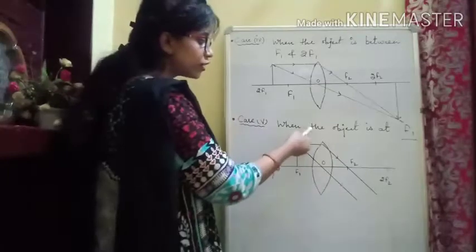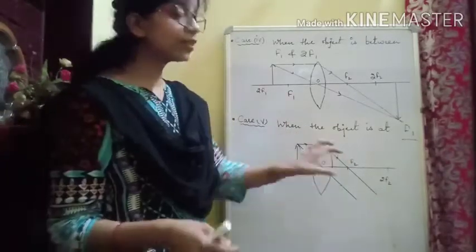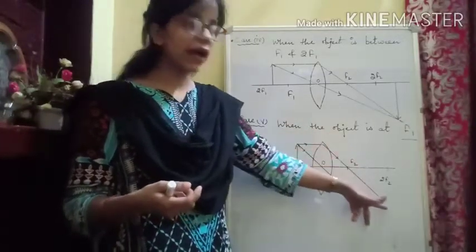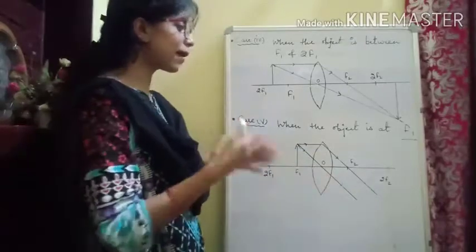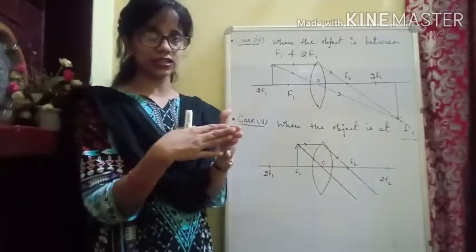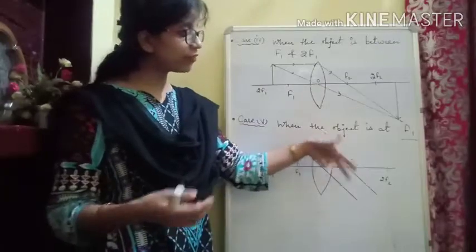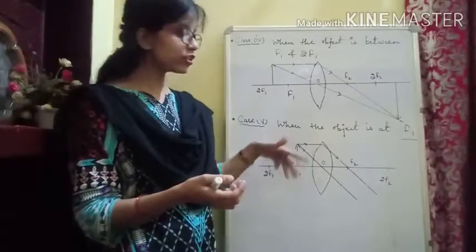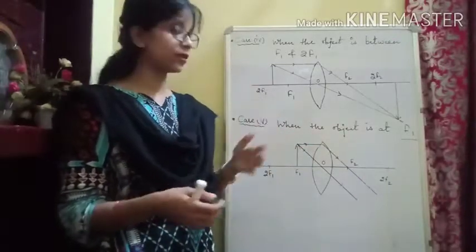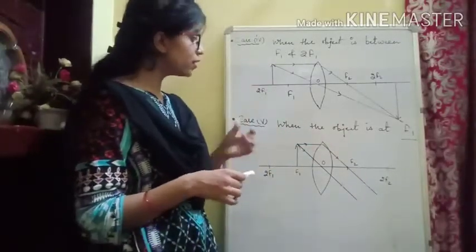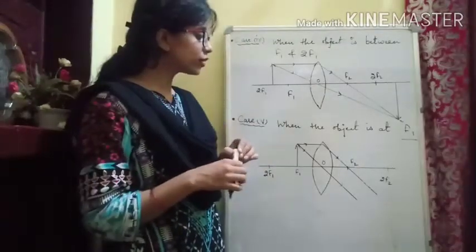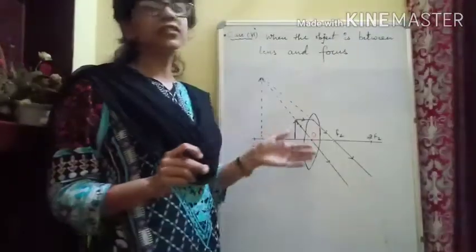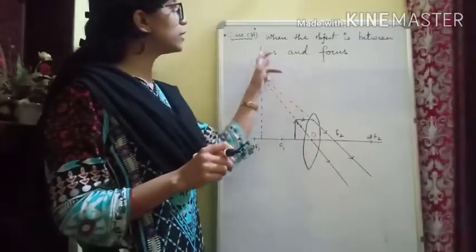Now if you see, these two are the incident rays, but these two are the refracted rays. And if you see these two refracted rays, they are going parallel to each other, and we know that parallel rays do not actually intersect each other, but we consider that they will meet at infinity. So the image will be formed at infinity. The characteristic of the image will be that it will be real, it will be inverted, and it will be highly magnified.